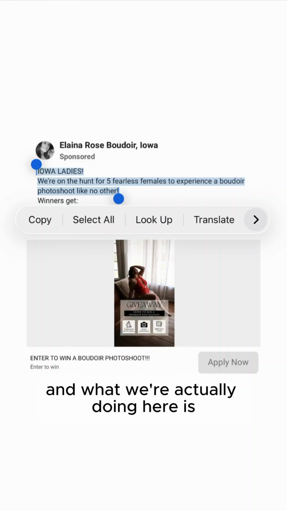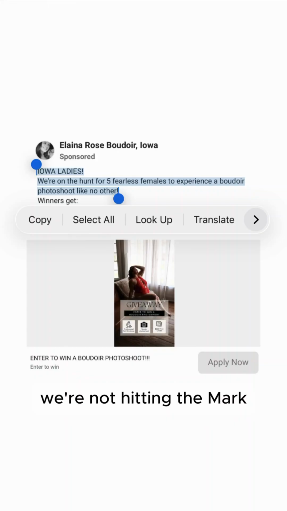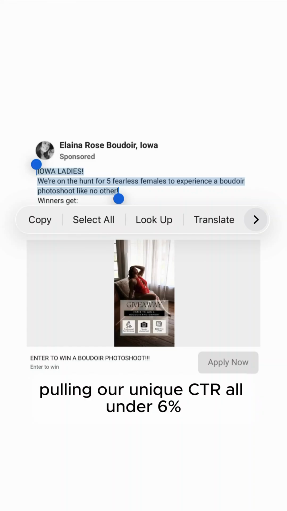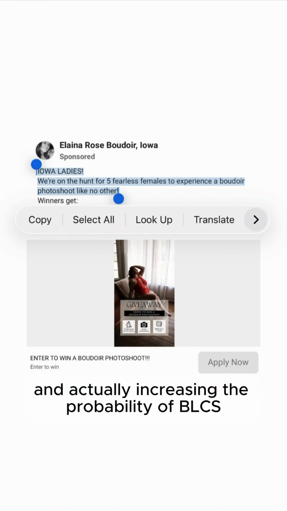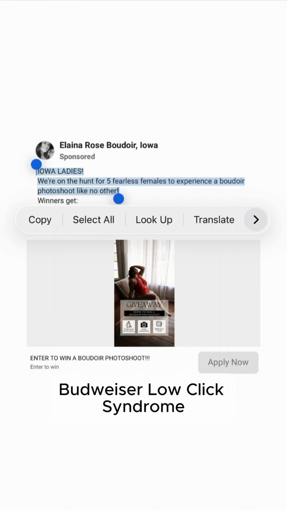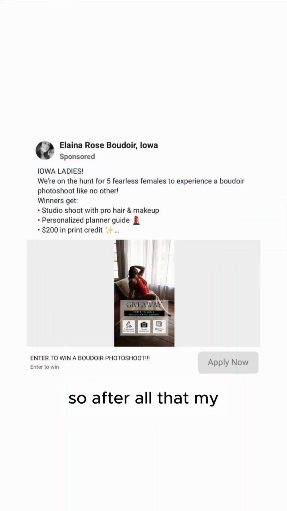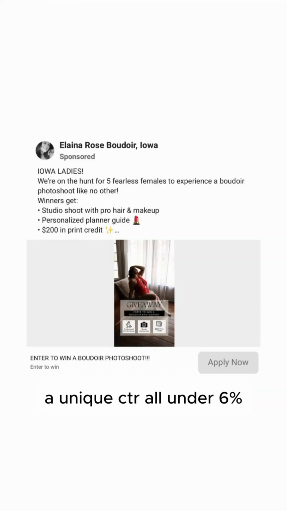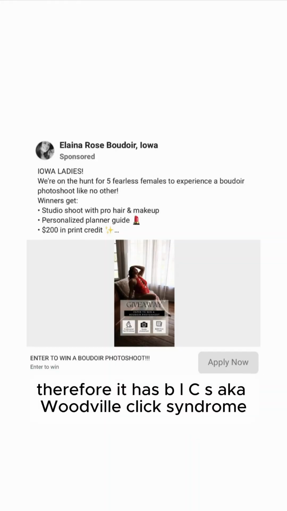And what we're actually doing here is we're not hitting the mark, causing way more women to scroll by our boudoir Facebook ad than necessary, pulling our unique CTRL under 6%, and actually increasing the probability we have BLCS, boudoir low click syndrome. So after all that, my diagnosis is I believe this boudoir Facebook ad has a unique CTRL under 6%. Therefore, it has BLCS, aka boudoir low click syndrome.